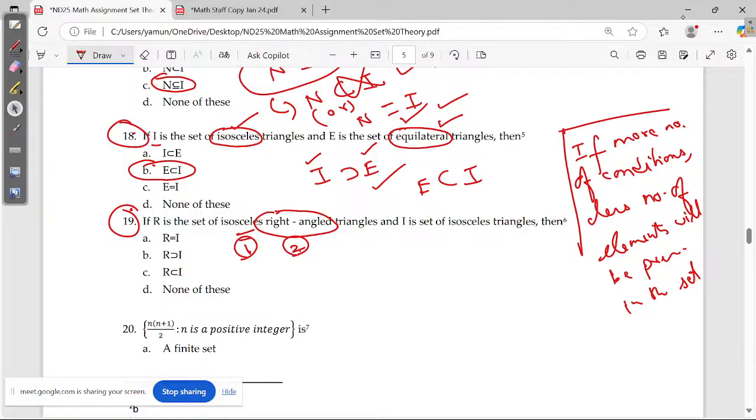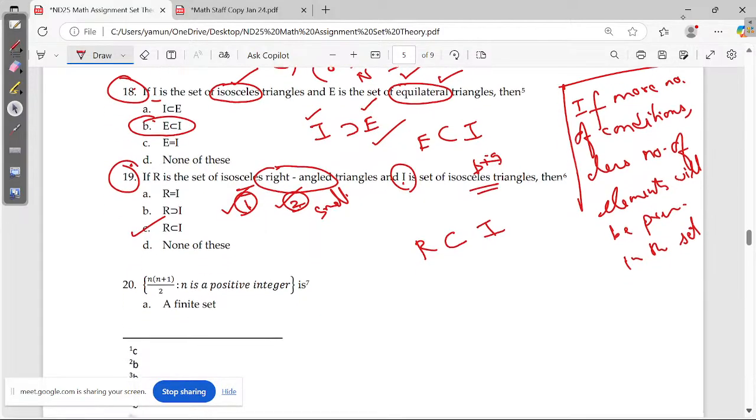See now, shall I continue? R is a set of isosceles right angle triangles. So isosceles is one condition, right angle is another condition. But what about I? Only isosceles. So I is going to be a big set and R is going to be a small set. So obviously R is contained in I, I'll be using this symbol. So the answer is okay.